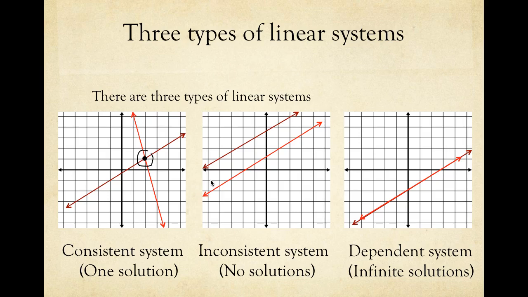So remember, you only have 3 options for linear systems of equations: one solution, no solution, or infinite solutions. And those vocabulary words are consistent system, one solution; inconsistent system, no solution; dependent system, infinite solutions.